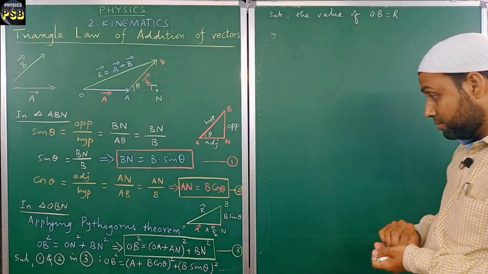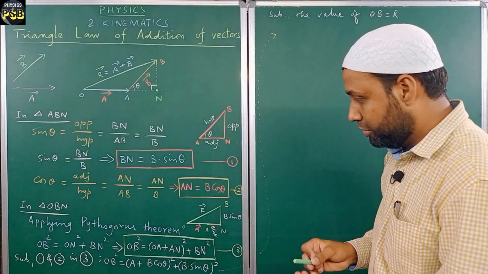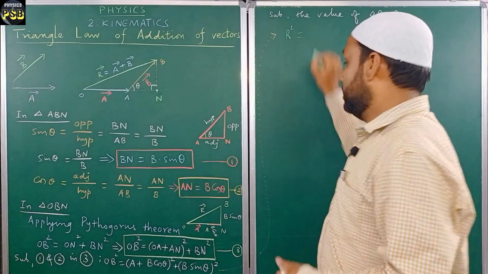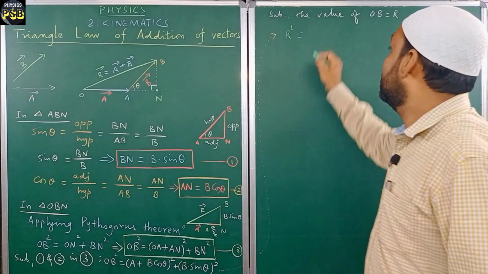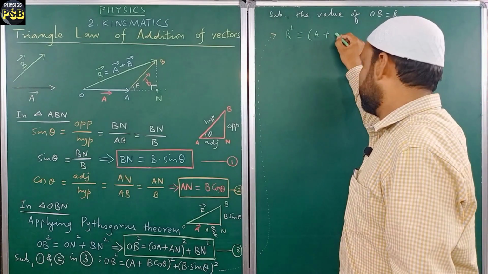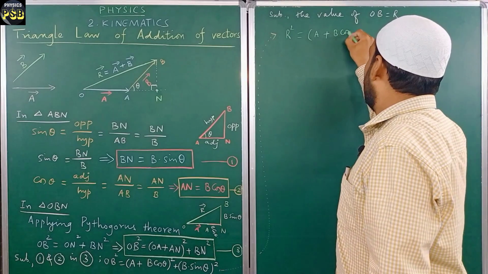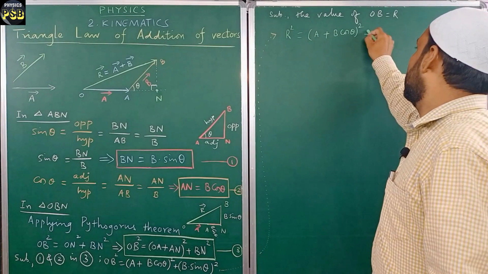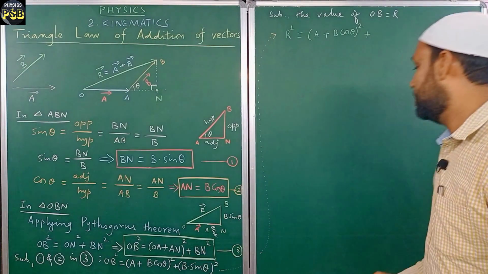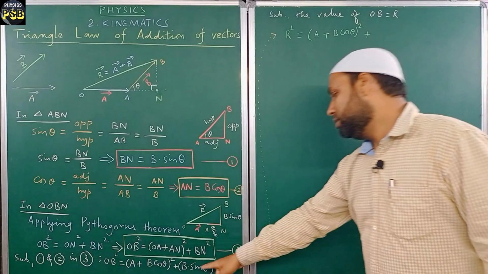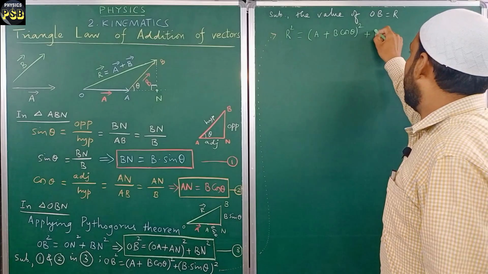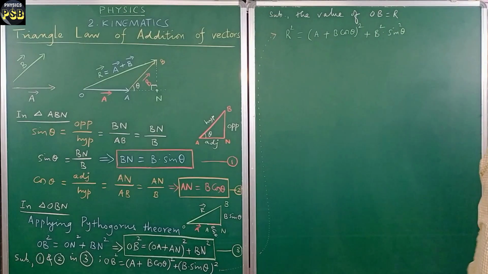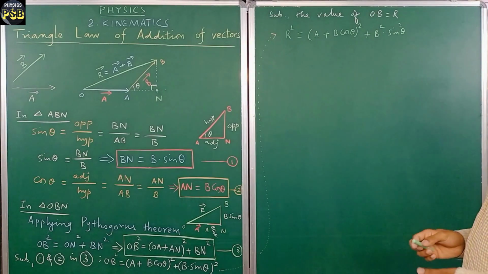Right? You see, in the place of OB I mentioned its value, which is nothing but R. So R square is equal to (A plus B cos theta) whole square plus, expanding this, (B sin theta) whole square becomes B square sin square theta.